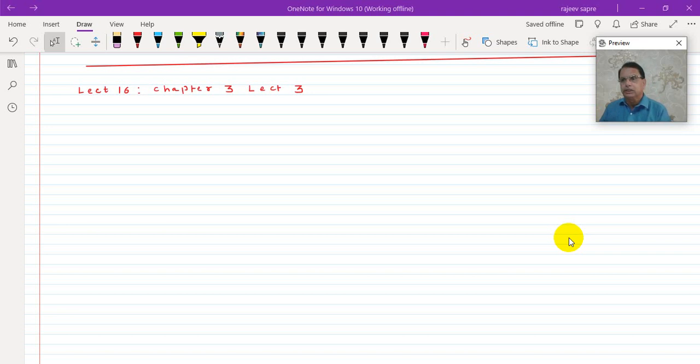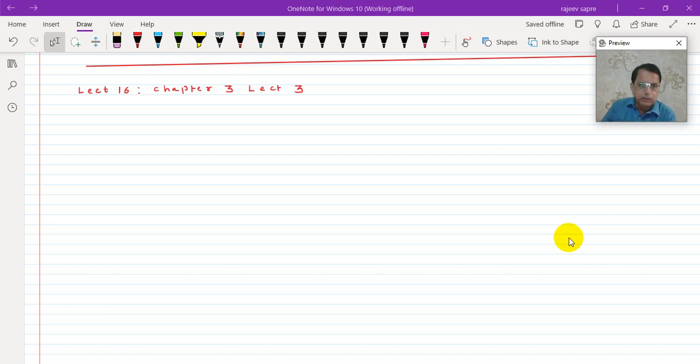But construction of altitudes we should be able to do, and what you should know is that the three altitudes that we draw are all concurrent. It means all the three altitudes pass through one point, and that point is called the orthocenter of the triangle.